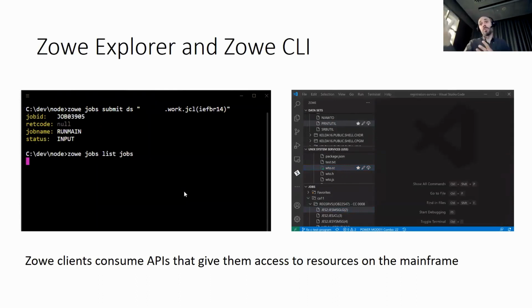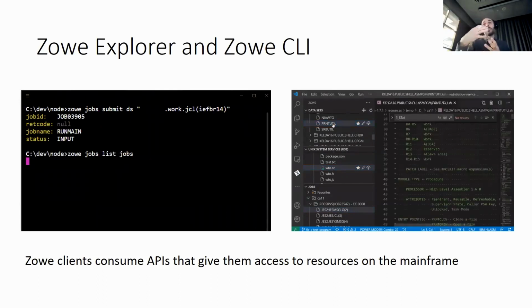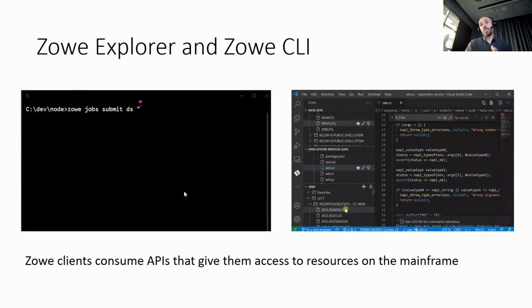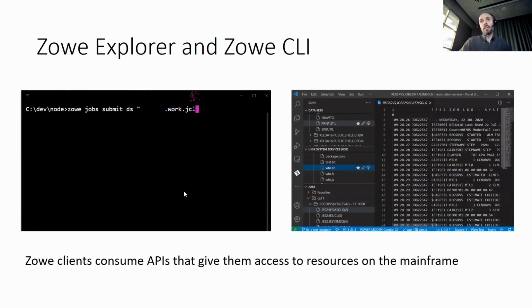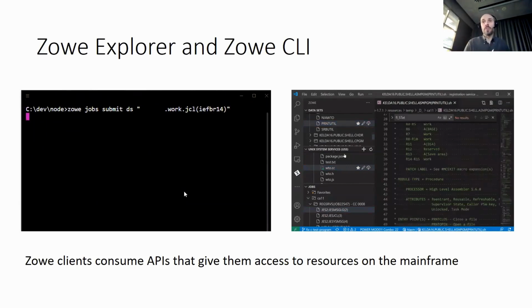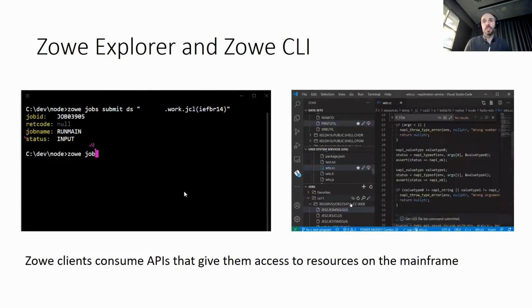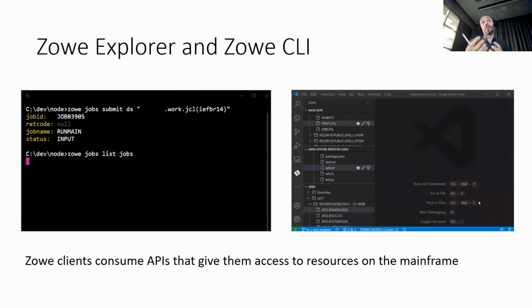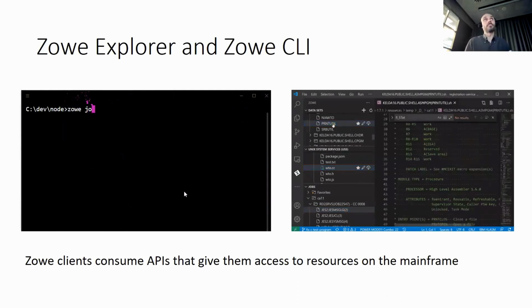And then Zowe Explorer is a very popular VS Code extension, and again similar in the sense that it lets you interact with the mainframe, data sets, jobs, etc. Again, all enabled by APIs.